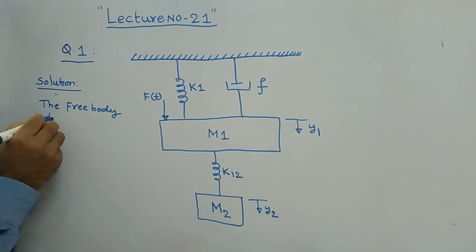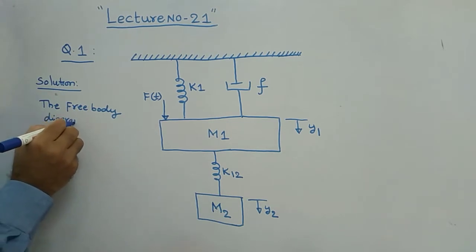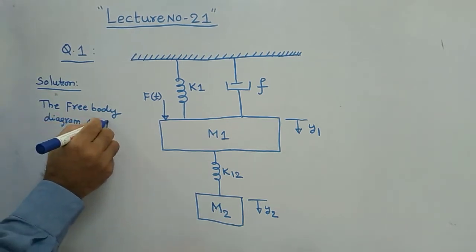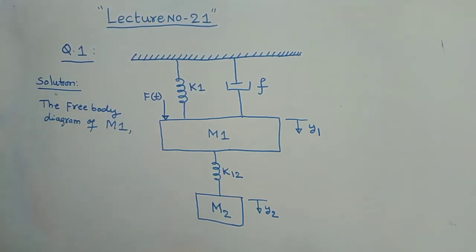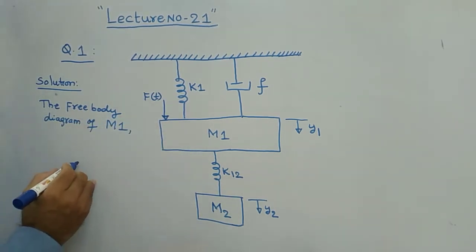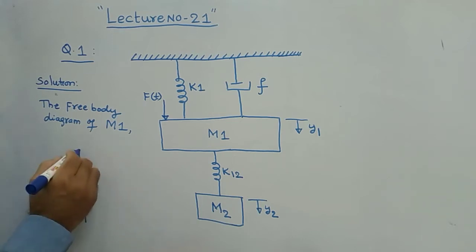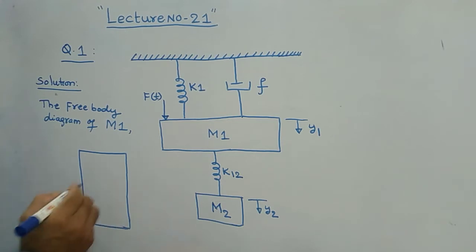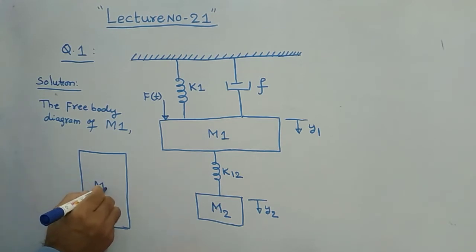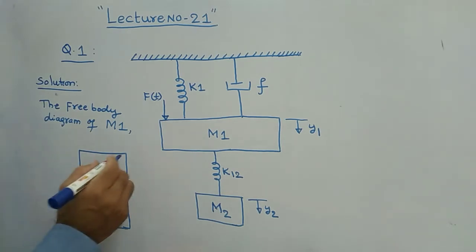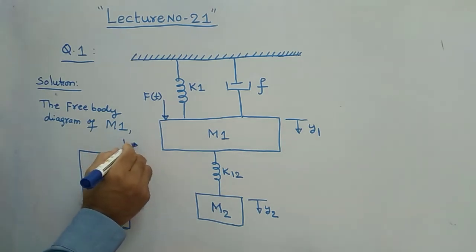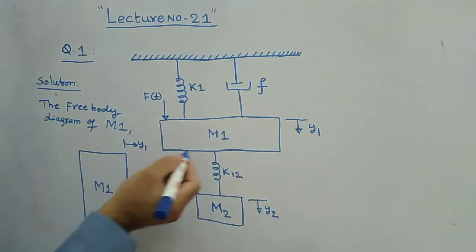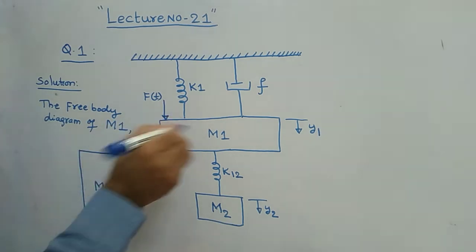The free body diagram of M1. If you write the free body diagram of M1, it shall be like this. So write M1. What are the forces acting on M1? That we have to represent. So obviously, what is your displacement here? Your displacement is given as y1. First you indicate y1. Then you indicate the forces acting upon that M1.